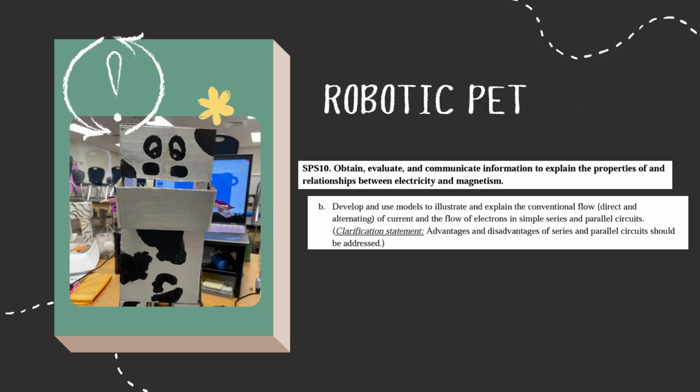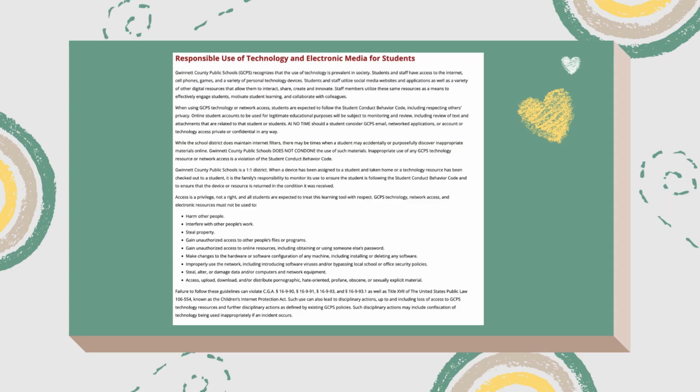This project focused on Georgia standards of excellence, obtain, evaluate, and communicate information about the properties and relationships between electricity and magnetism. Element B, develop and use models to illustrate and explain the conventional flow of current and the flow of electrons in a simple series and parallel circuit.